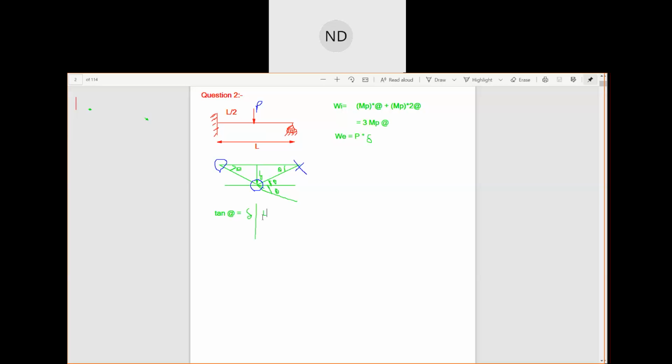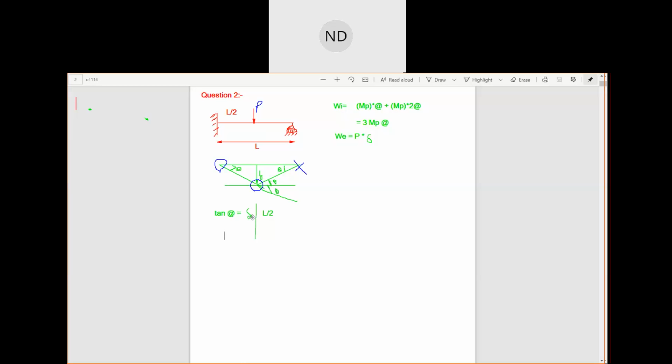Okay, so from here we can easily get it, and we'll consider this angle to be very small, and therefore if it is very small, then tan theta becomes theta. So what will happen now? Theta will be how much? Since the angle is very small, theta is delta by L by 2.